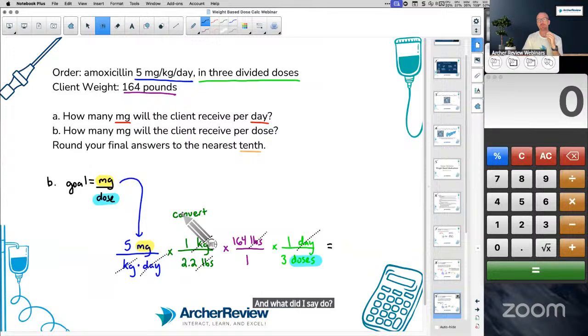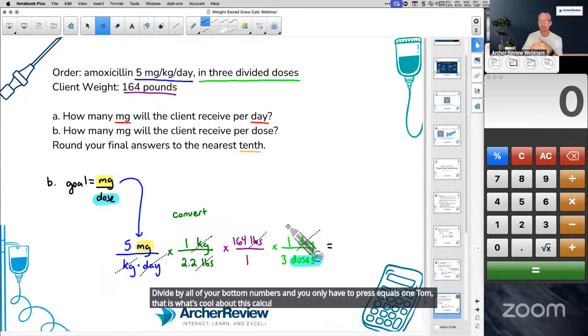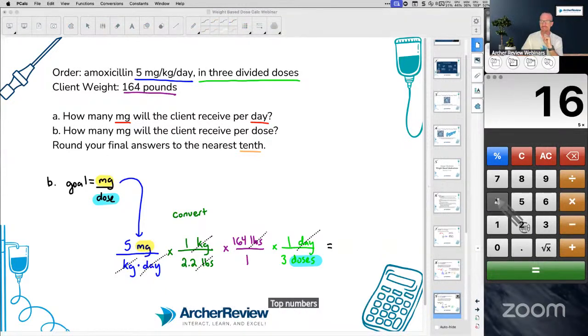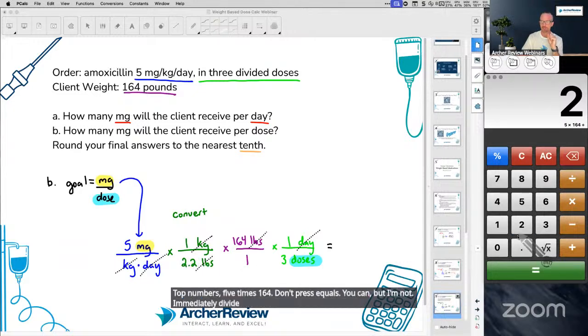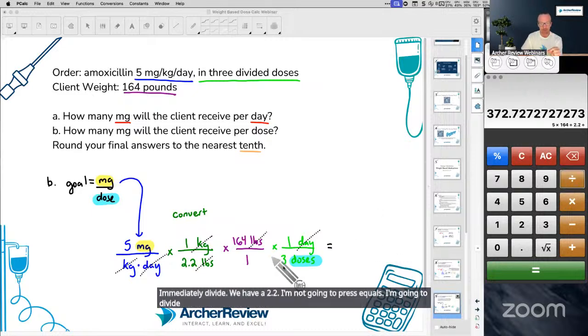And what did I say to do? Multiply all the top numbers, divide by all of your bottom numbers, and you only have to press equals one time. That is what's cool about this calculator tip. Multiply all your top stuff, divide by all your bottom stuff, and watch, I'm going to press equals once. Top numbers, 5 times 164. Don't press equals. You can, but I'm not. Immediately divide. We have a 2.2. I'm not going to press equals. I'm going to divide again because there's another number at the bottom. There's a 3. And now I'm going to press equals one time.